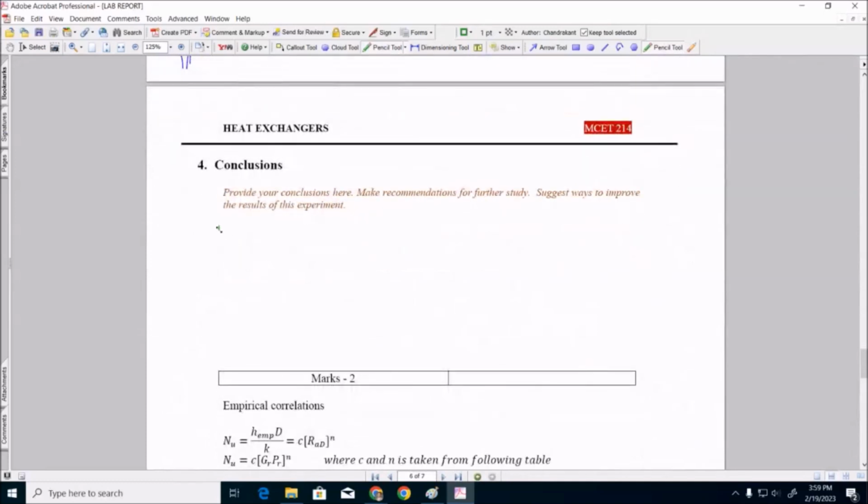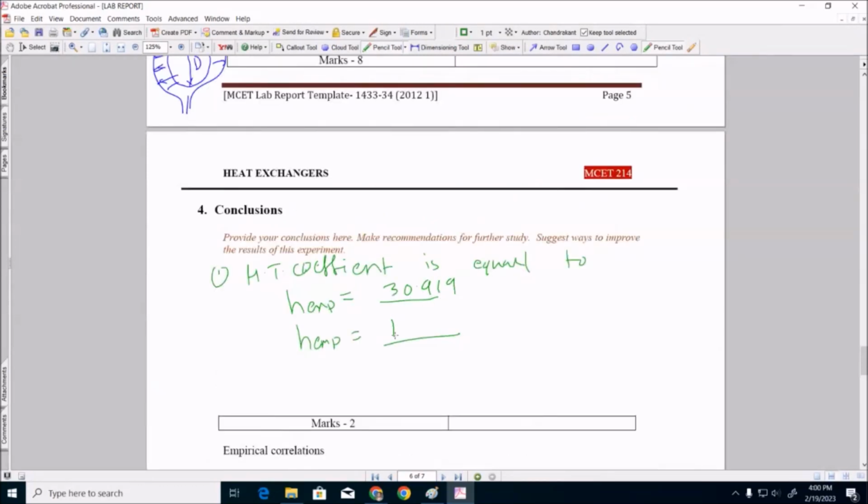Now the conclusion. Write it from the objective. What is the conclusion? Number 1. The heat transfer coefficient obtained experimentally, h experimental and h empirical, are 30.919 and 12.565 watt per meter square degree centigrade. The h experimental is around twice h empirical.